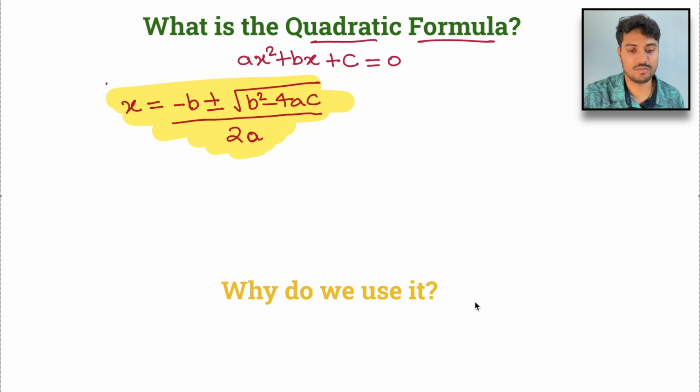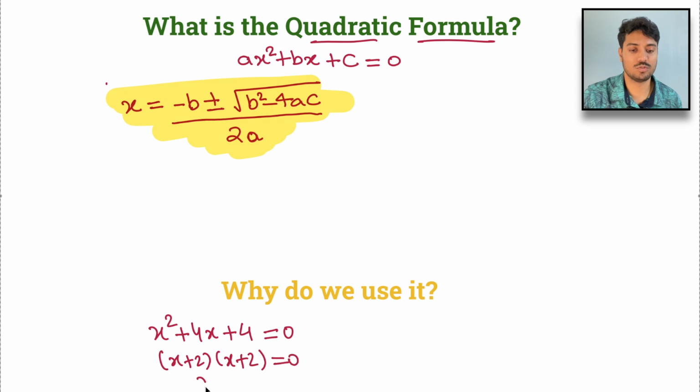For example, when we have an equation x square plus 4x plus 4 equals to 0, and we have to find the solution, we can clearly see that we can write this equation as x plus 2 multiplied by x plus 2 equals to 0, and hence the solution is x equals to minus 2 and another x equals to minus 2. That's how we get the solution using the factorization method. But in case we are unable to find the factors, and how is that possible?